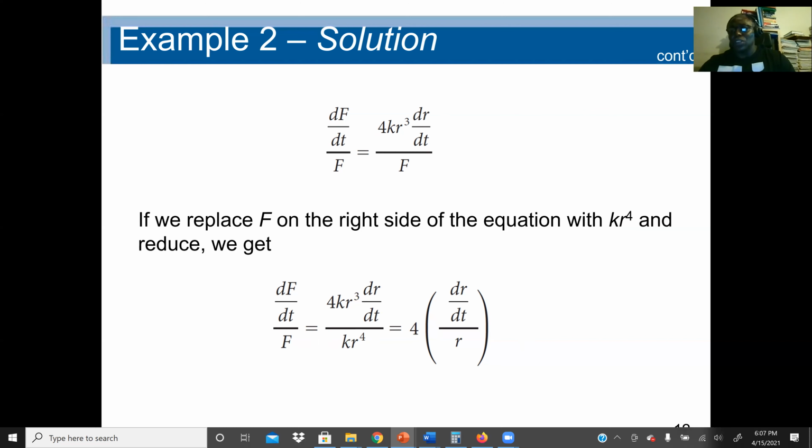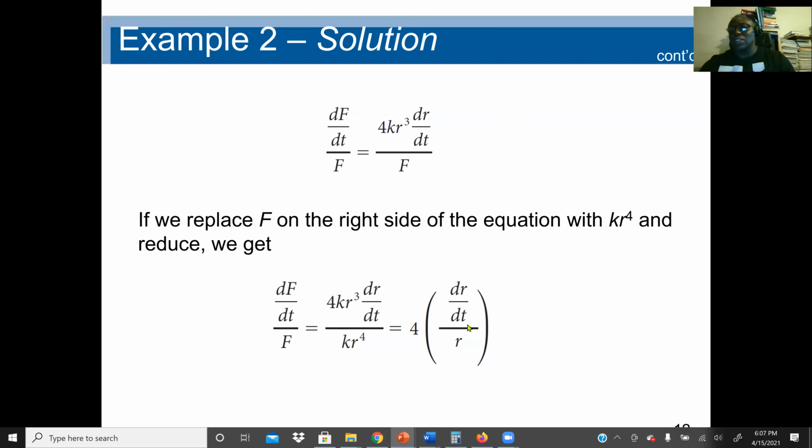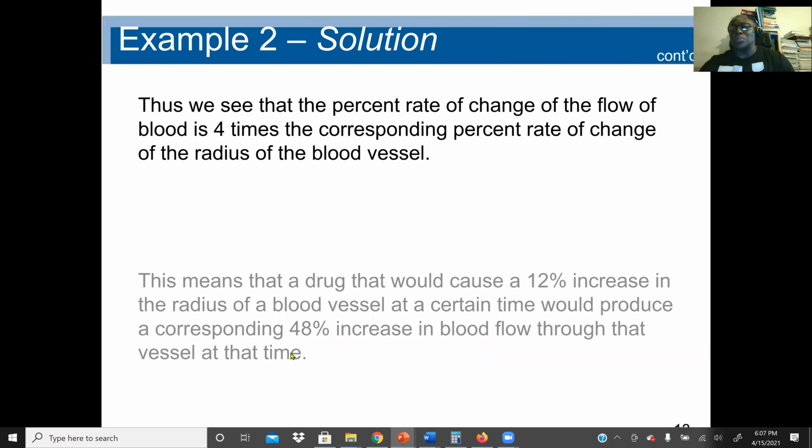So if dr/dt is given and r is given, we can find the percent rate of change of the flow of the blood. So here we see that the percent rate of change of the flow of the blood is 4 times the corresponding percent rate of change of the radius of the vessel. Again, they didn't give us, but we know it's 4 times dr/dt. dr/dt divided by r is the percent rate of change of the radius of the vessel. And dF/dt over F is the percent rate of change of the flow of blood. So that will be the interpretation of it.